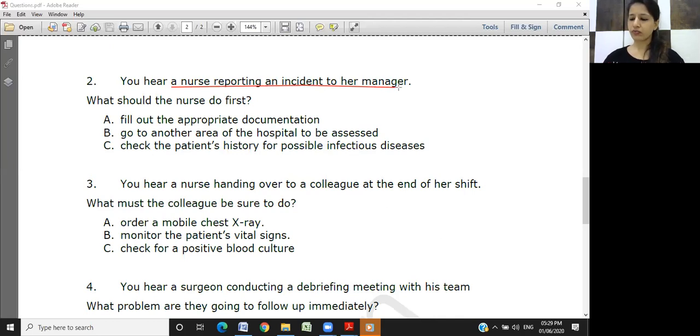Can you think of the discussion that you can expect here? When do you as a staff member usually have to report an incident to the manager? Do you report every single incident? No, right? So what sort of incidents do you report to the manager?